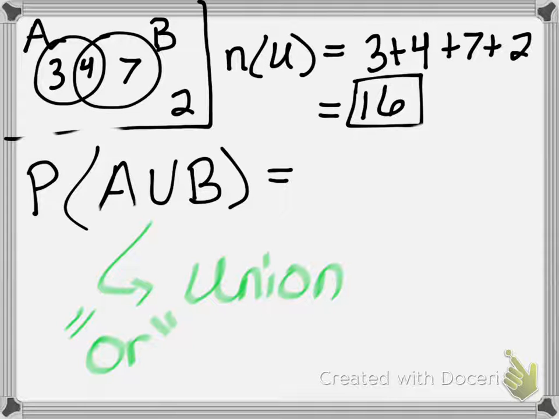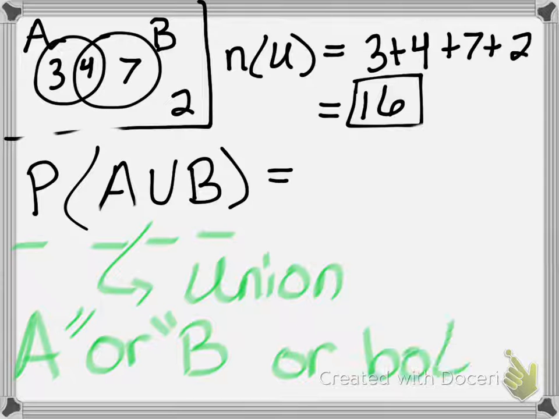So this is asking what's the probability of being in group A or B. Now, the word or in this context is very weird to understand logically, because we're asking, are you in group A or B? But this could also mean both.